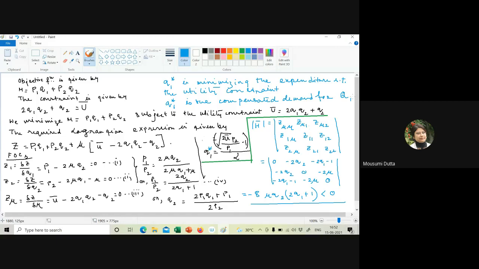Anyone need it? Yes ma'am, please do one. Okay. Just a minute. Take any one, take this one. See, U is equal to Q1 square plus Q2 square. Then you find out F1.